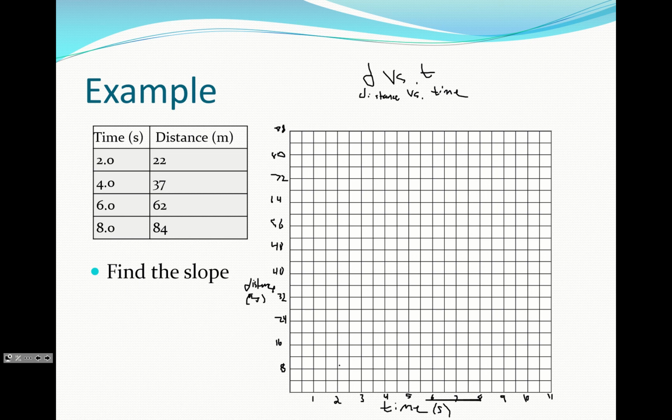Okay, and now we're ready to graph. So we want to go 2 and 22. And you can see it's nice and easy for me to estimate. I know 22 is right in the middle there. 4 and 37, so here is 36, so a quarter would be 37. 6 and 62. So there's 64, so 62 is halfway. And then 8 and 84.